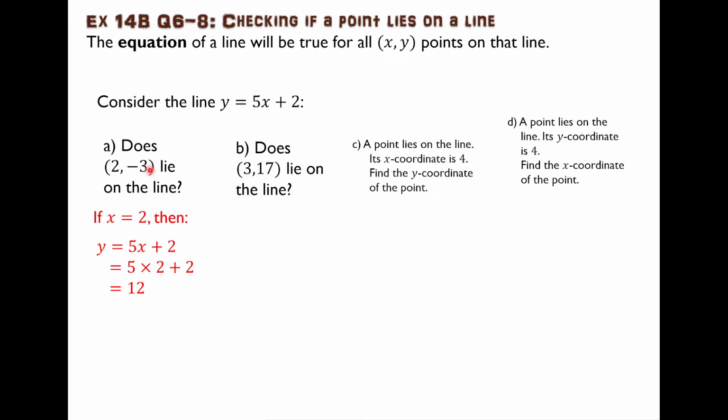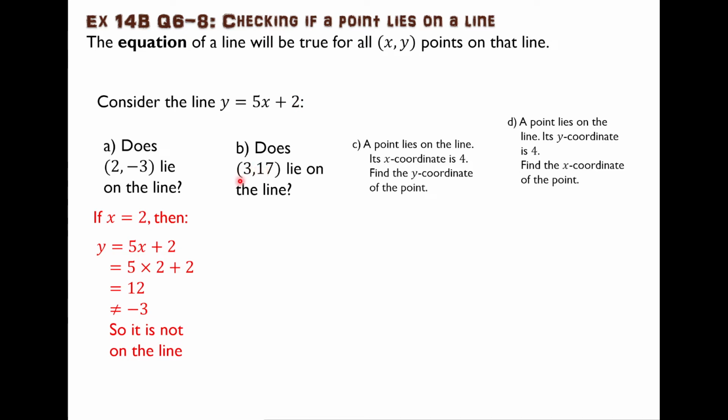Is y 12 at this point? No! 12 is not equal to 3. Do you notice this symbol here? It's an equal sign with an angry line through it, saying 12 is not equal to negative 3, I should say. So it is not on the line. We just proved if x was 2, y should be 12. It is not 12. Therefore, it is not on the line. This point does not make that equation true.